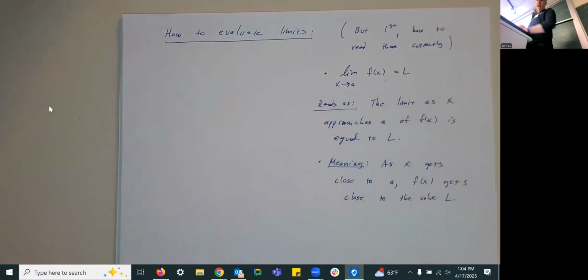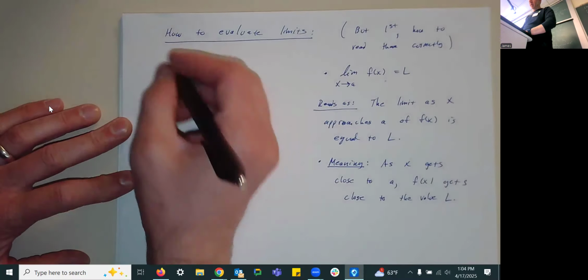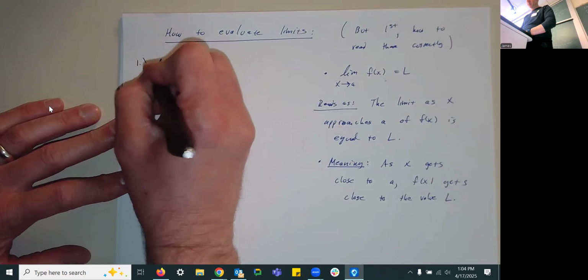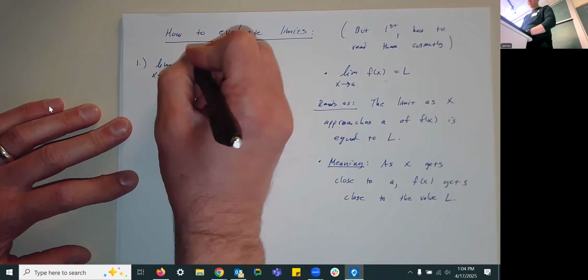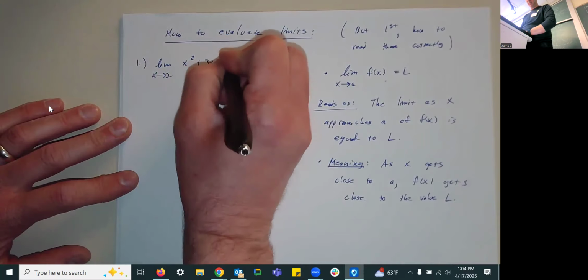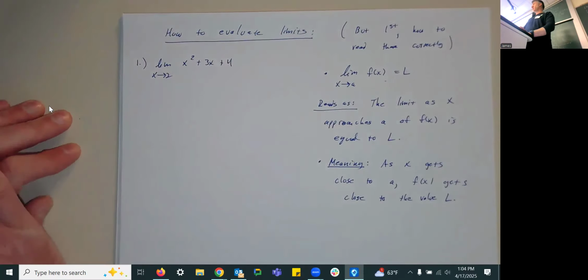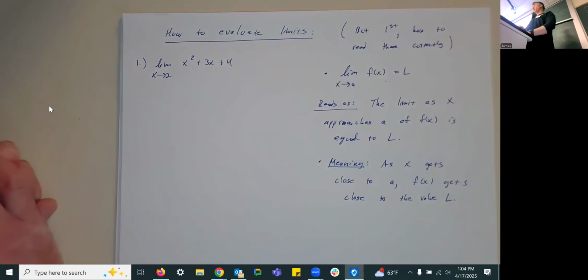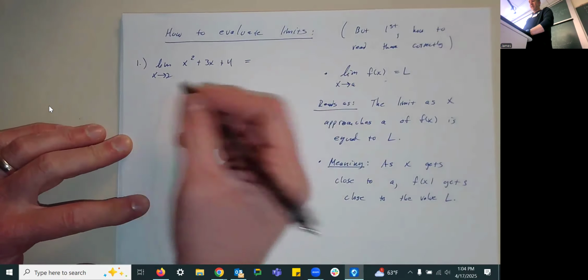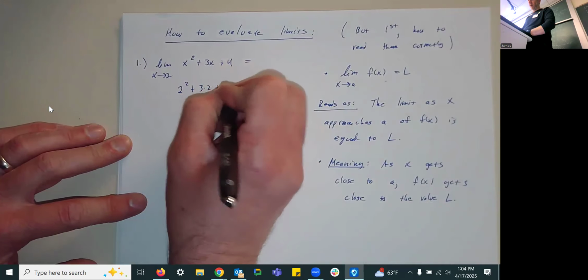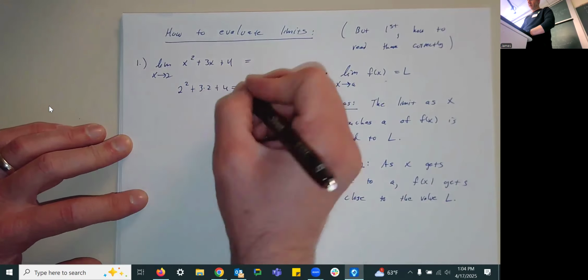Okay, that aside, how to evaluate limits? Well, the first way is just by plugging in whatever x is approaching. So if you can just substitute in the number that x is getting closer to and get a real result, 99 times out of 100, that's going to be the answer. So here, the limit as x approaches 2 is going to be 2 squared plus 3 times 2 plus 4, which is 4 plus 6 plus 4, which is 14.